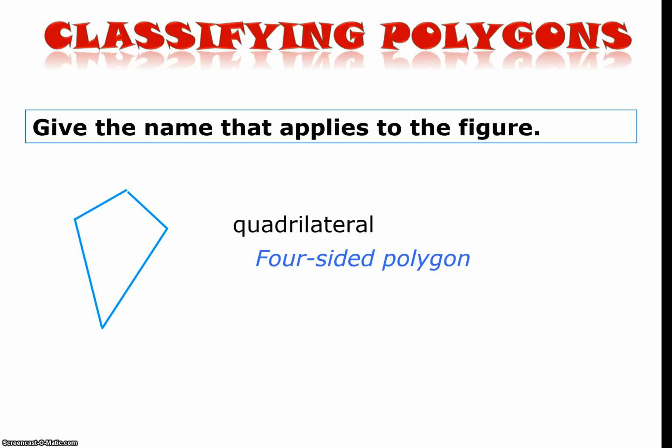This is a kite, also known as a quadrilateral. Quadrilateral is the name that you'll be given. It's a four-sided polygon. It's a closed shape. It does not have a set of parallel sides, so you can only call this a quadrilateral.